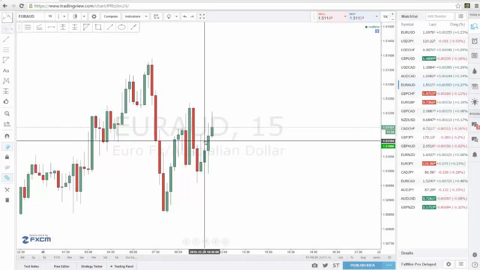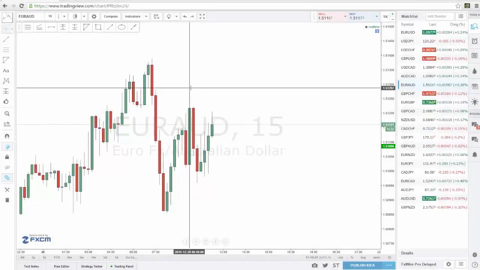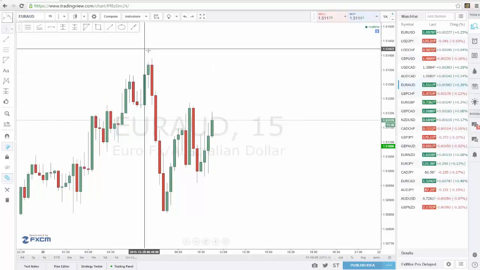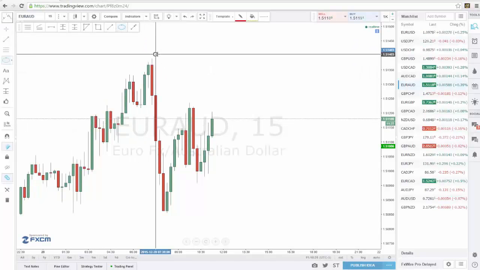Here on the Euro Aussie 15-minute chart, we have a possible Gartley pattern set up with our X leg starting right up here.